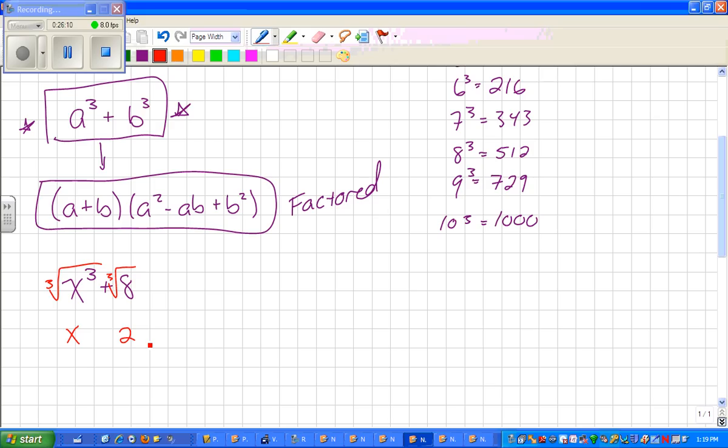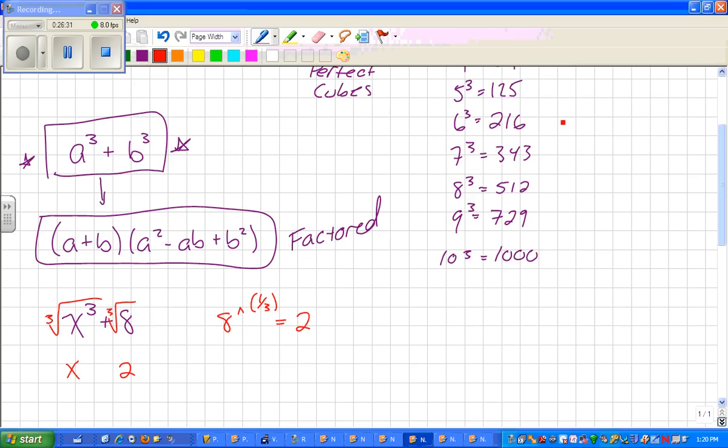Okay, now on a calculator, you can't just type it in, I don't think, on the fancy calculators. So to do this on a calculator, you take 8 and you raise it to the 1/3 power. Now if you do that, you should get 2. And that'll work for any of these. So if you take 216 and raise it to the 1/3 power, and make sure you put those fractions in parentheses, you will get 6. Don't believe me? Go ahead and try it.